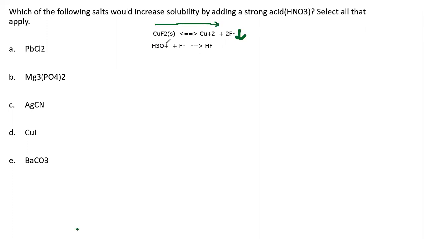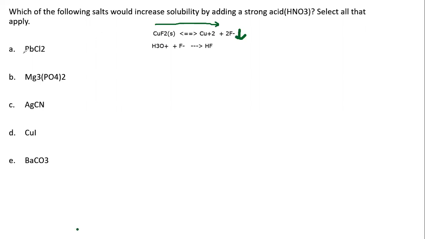So when you add a strong acid to a salt solution that contains a weakly basic anion, the acid will react with the anion to form a weak acid, and therefore drive the dissociation of your solid according to Le Chatelier's principle. So what we're going to be looking for is to know which salts would increase in solubility when adding a strong acid. We want to see which ones have an anion that's weakly basic, aka comes from a weak acid.